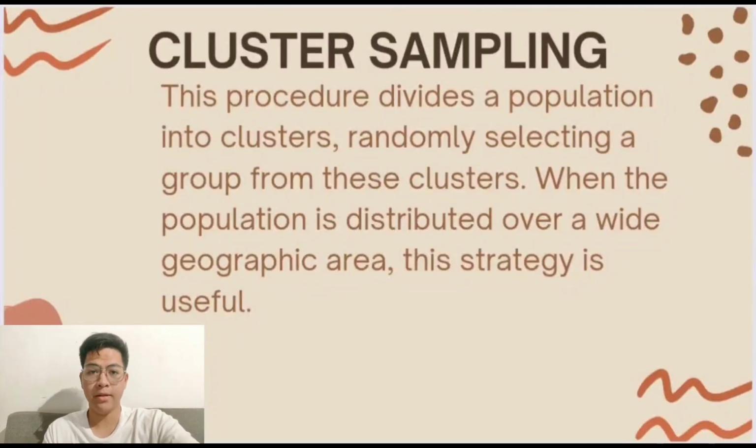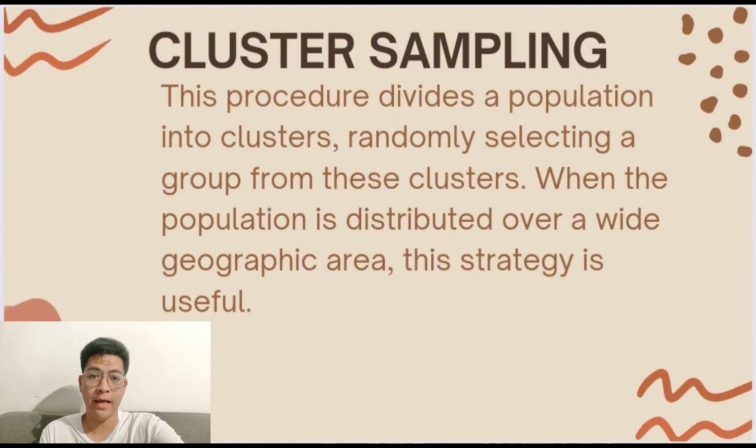Cluster sampling method. This procedure divides a population into clusters, randomly selecting a group from these clusters. When the population is distributed over a wide geographic area, this strategy is useful. Sa cluster sampling, we divide the population into subgroups or clusters. And after we divided the population into clusters, we randomly select clusters. Or when we say randomly select or pagpili, it includes all the individuals within that chosen cluster.